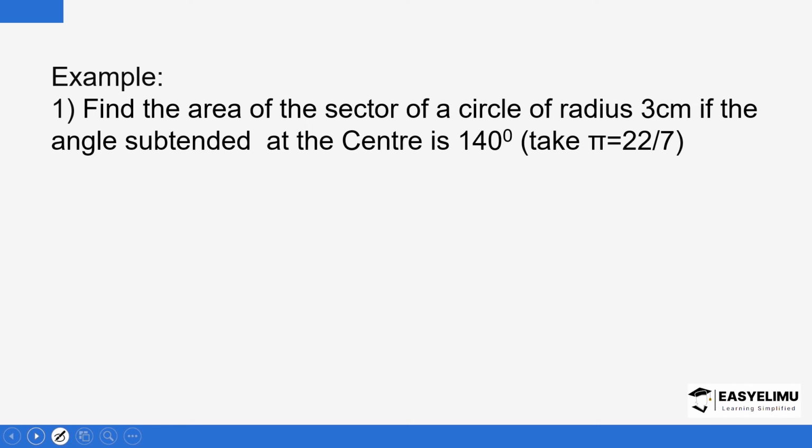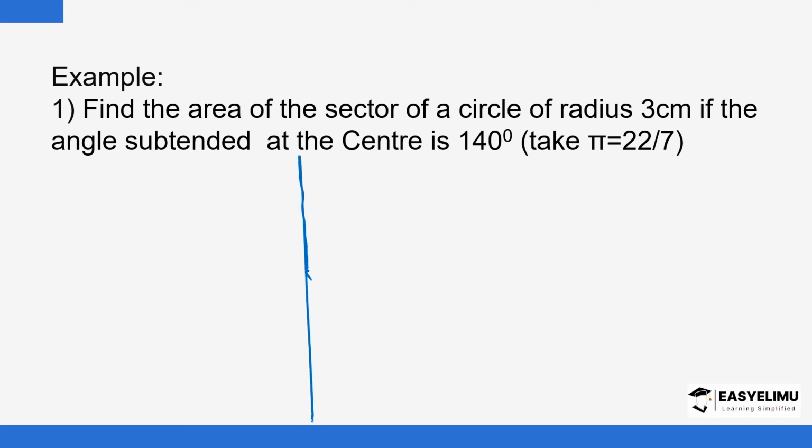So we have an example here, or we have examples, and the first one is find the area of a sector of a circle of radius 3 centimeters if the angle subtended at the center of the circle is 140 degrees. So I'll just use the formula.